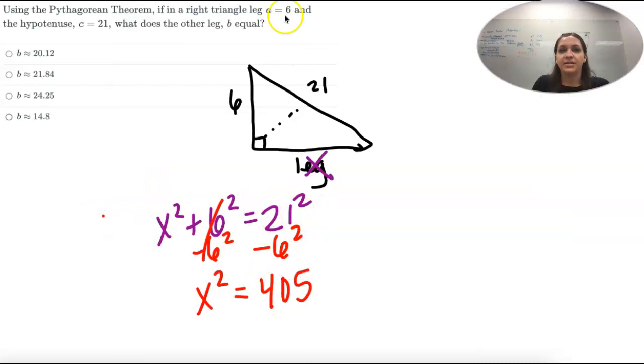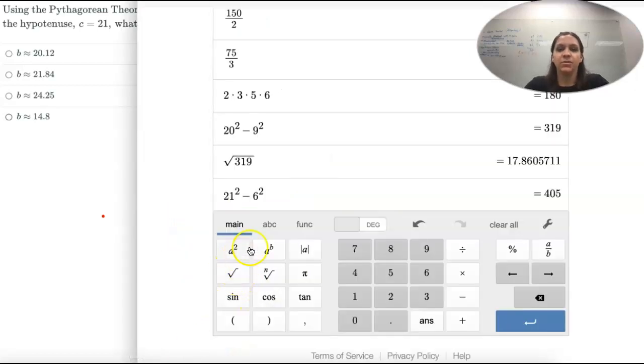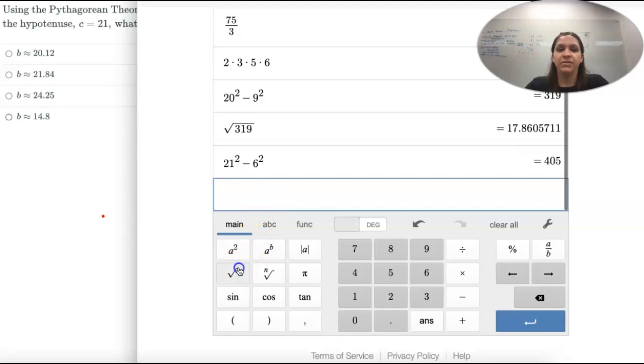But I want X, not X squared. So to get rid of the square, I take the square root of both sides. The square root of 405 is 20.12.